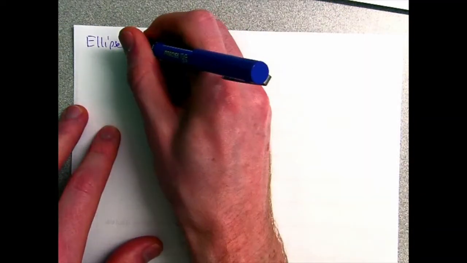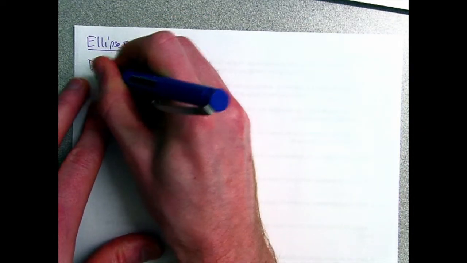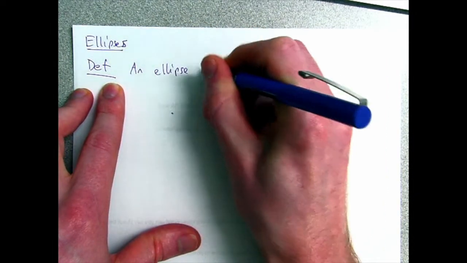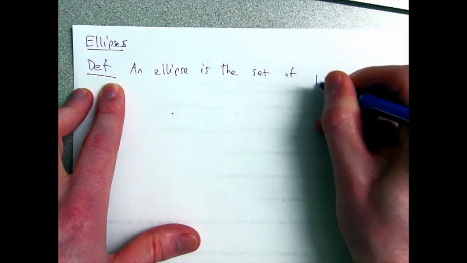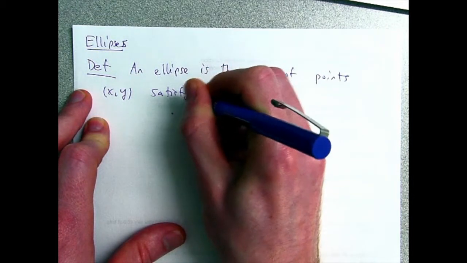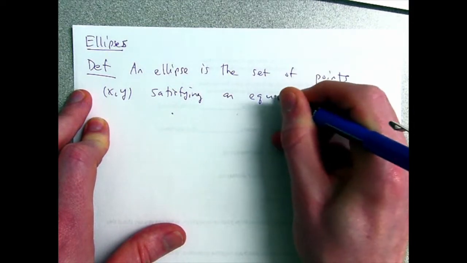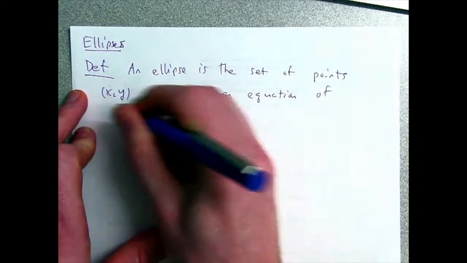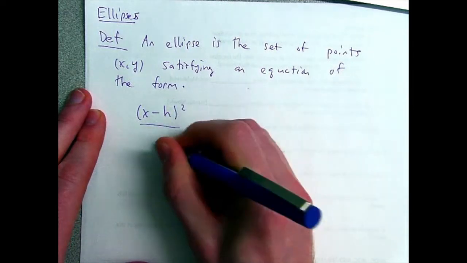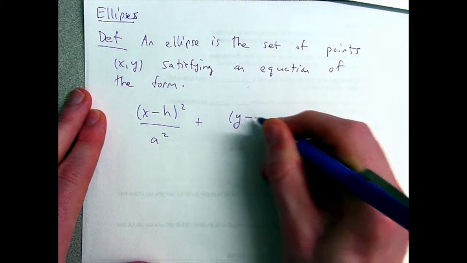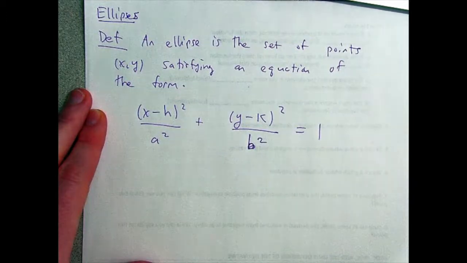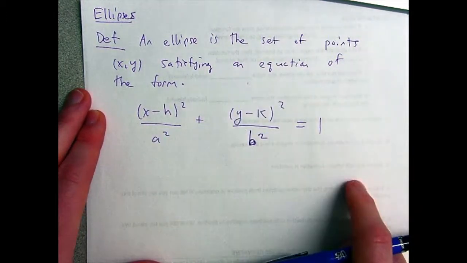So today we are going to talk about ellipses. Here is a definition of an ellipse. An ellipse is the set of points, I'll call them x comma y, satisfying an equation of the form (x minus h) quantity squared over a squared plus (y minus k) quantity squared over b squared is equal to 1. So this thing here is called the equation of the ellipse.